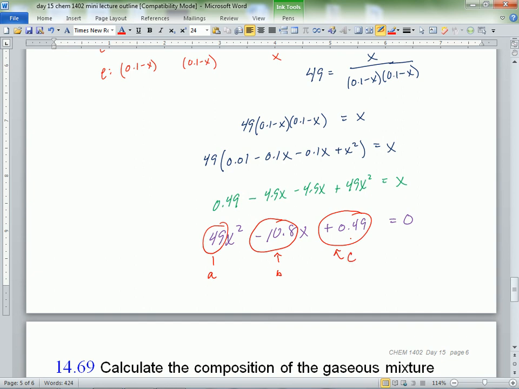For my A, I got 49, B negative 10.8, and C 0.49. Oh, good. Okay.